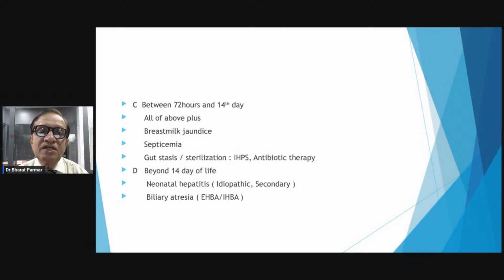Between 72 hours and the 14th day, all the above causes plus breast milk jaundice, septicemia, gut stasis and sterilization, idiopathic pyloric stenosis, and antibiotic therapy. Beyond 14 days of life, the causes of jaundice in a neonate are neonatal hepatitis, idiopathic or secondary, and also biliary atresia, either extrahepatic or intrahepatic.